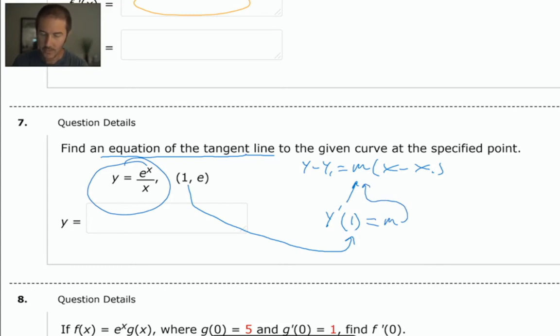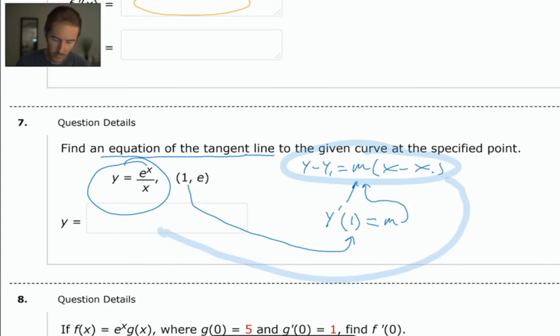Once you have x1, y1, and your m value, your slope, plugged into point slope form, which is what this is, you'll then have to convert that equation into y equals mx plus b, which is slope intercept form. That answer would go in this box. This says y equals because it's in slope intercept form for the equation of a line.